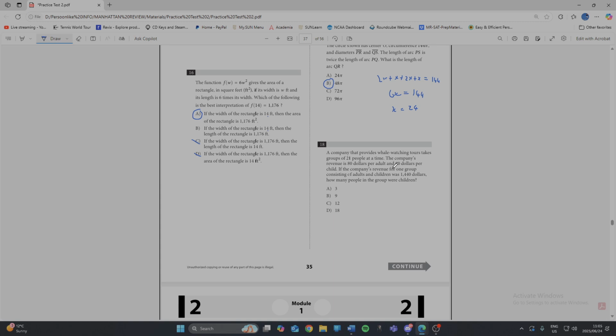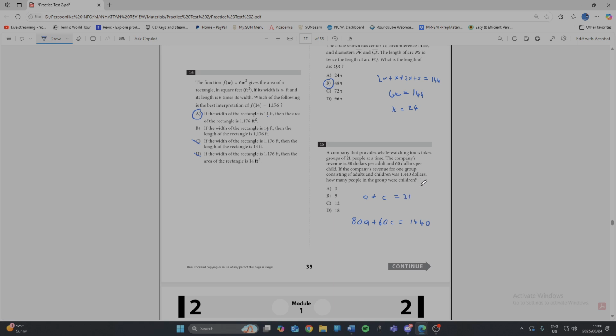Right. So revenue for one group was 1,440. So let's say it's 80 times an adult, so 80A plus 60 per child, so 60C, let's call it, equals 1,440. That's what they're telling us, that for one group the entire revenue was 1,440, and each child is $60, each adult is $80. And they also tell us that the adults plus the children, A plus C, is equal to 21, because they take groups of 21 people at a time.